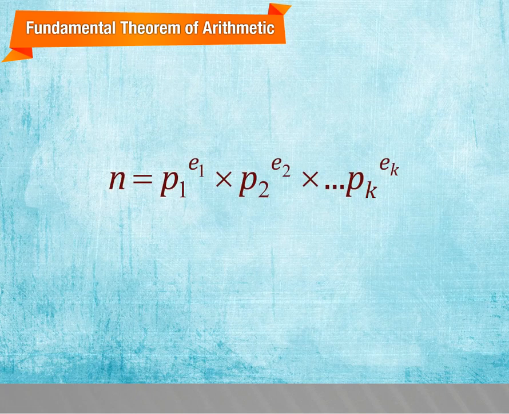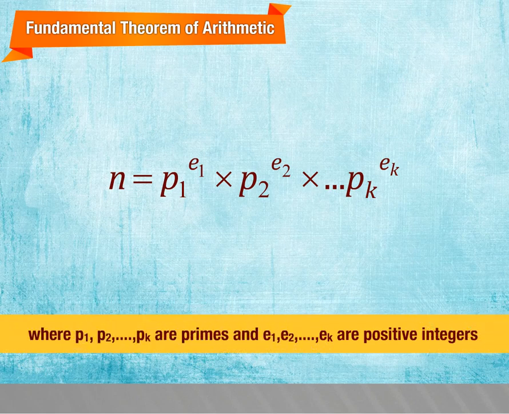n is equal to p1^e1 times p2^e2 and so on up to pk^ek, where p1, p2 and so on up to pk are primes and e1, e2 and so on up to ek are positive integers.